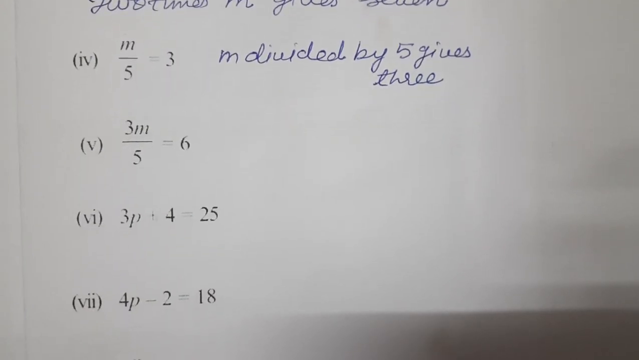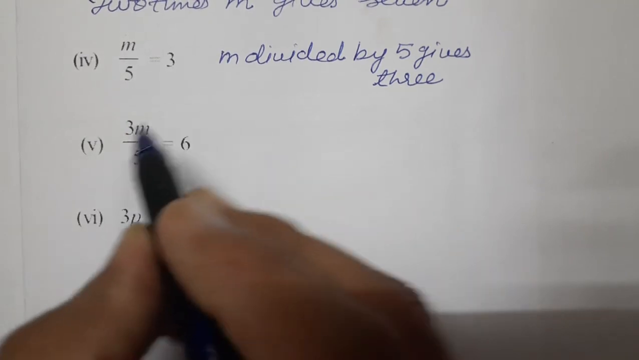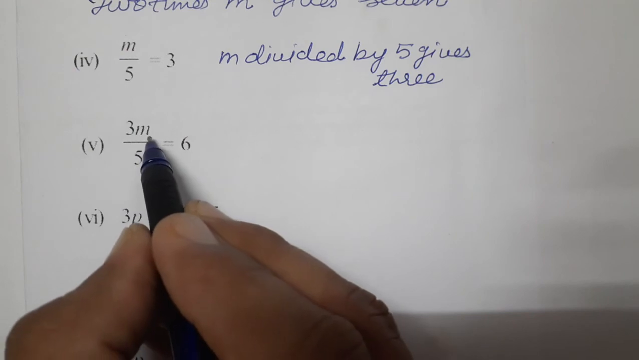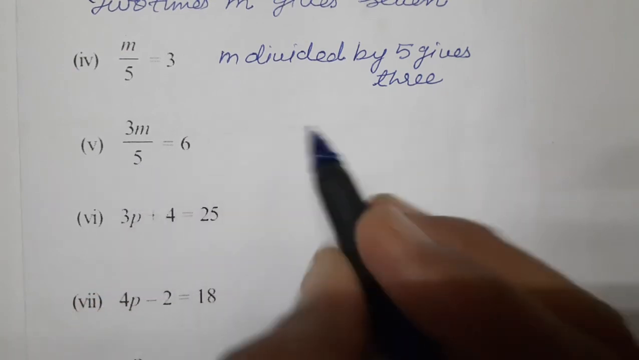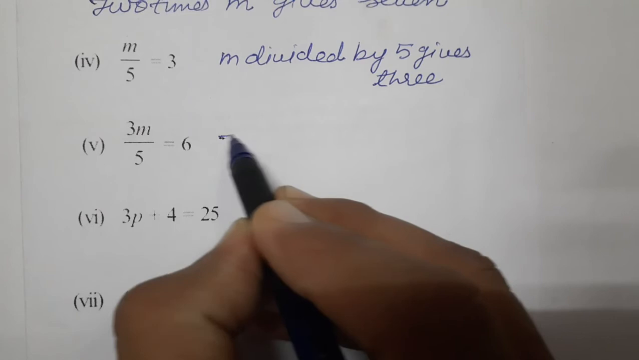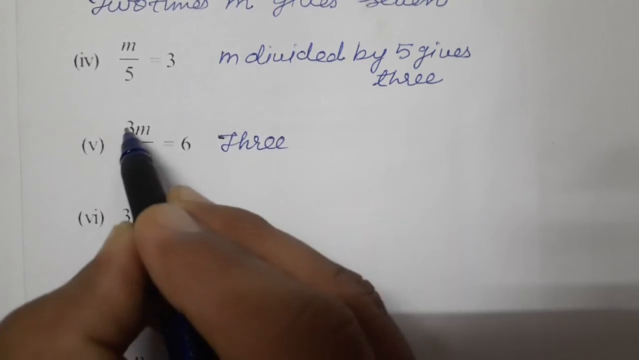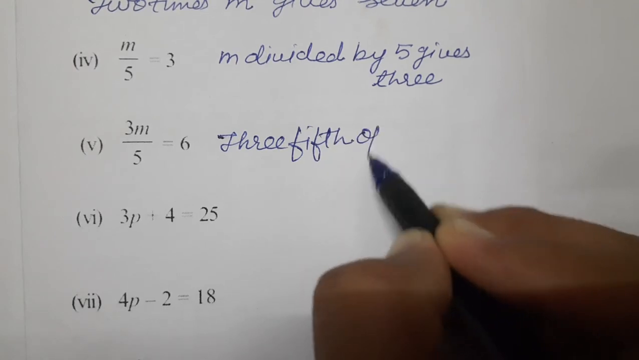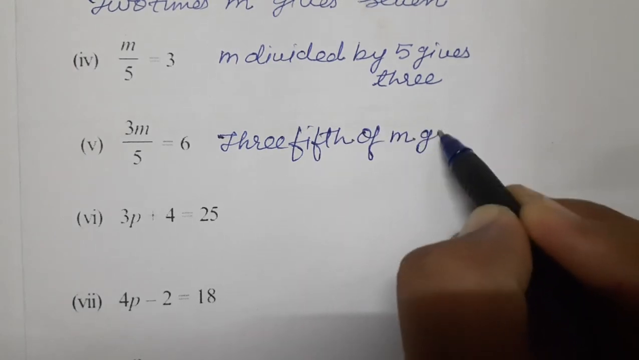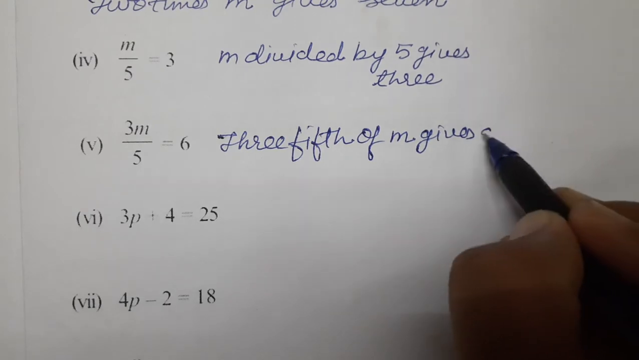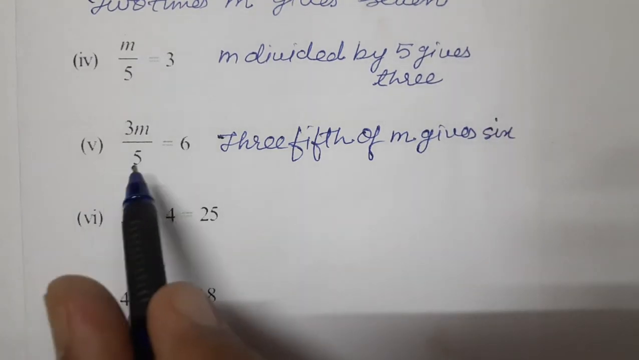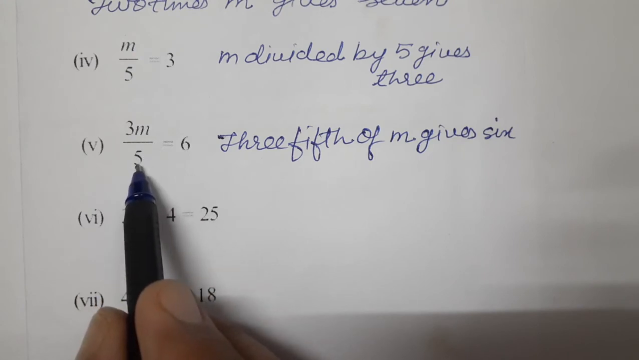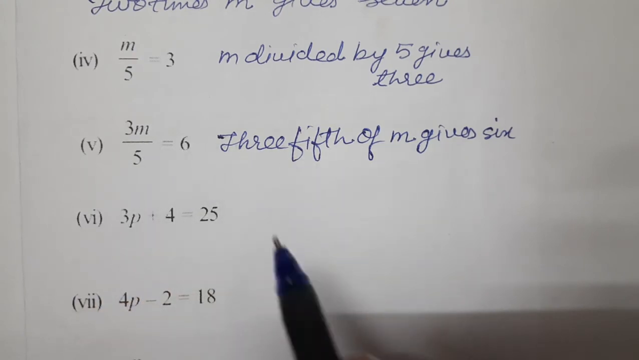Next one, see, 3M by 5. So 3 fifth of M we can write, or we can write 3 multiplied by M divided by 5. We can write it any way. So 3 fifth of M, I am writing like this, 3 by 5. 3 fifth of M gives 6. And you can write also like this, 3 multiplied by M divided by 5 gives 6.